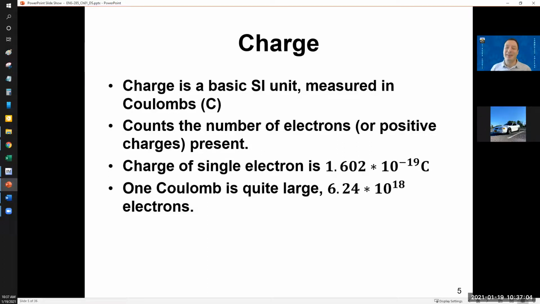And it gives you the charge of a single electron. So that first homework problem you saw, right? It asked you some question that was based off of this, right? One electron is 1.602 times 10 to the minus 19th coulombs.